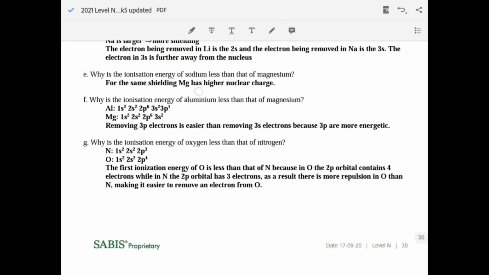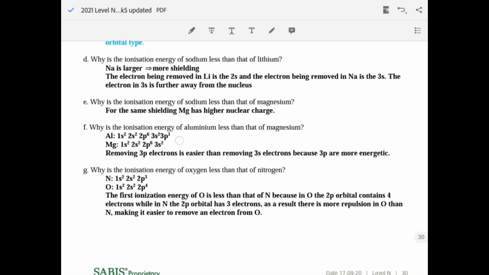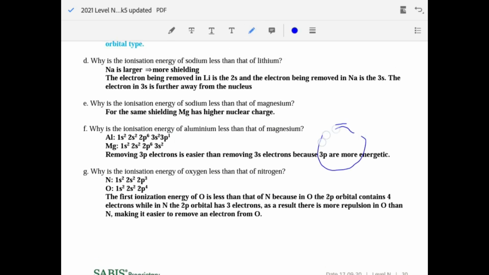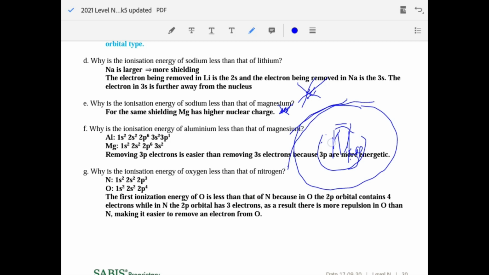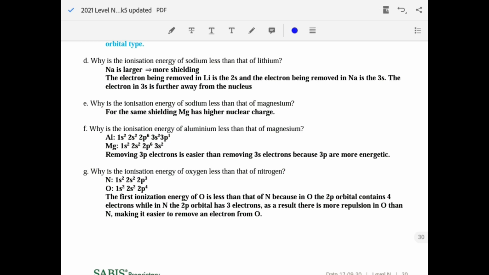Now, why ionization energy of sodium is less than magnesium? It's because Na, and then you have the shell, and then you have this and this one here. So to remove the sodium electron, you have a specific charge. But if you had the same shielding with a greater charge, and you had another electron, it would be way less because it's the same shielding. So higher nuclear charge means it's harder to remove it. So the sodium is less.